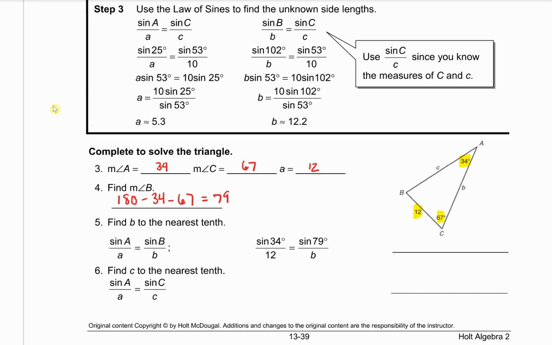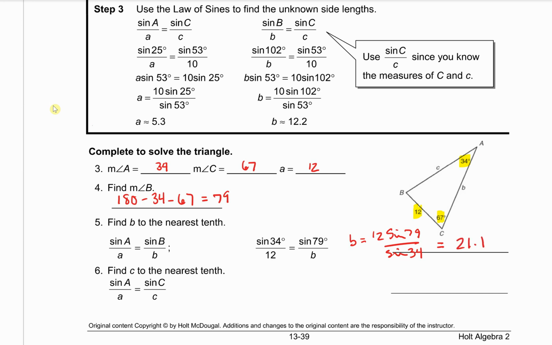So now I have all the information I need. I'm going to use sine A over A equals sine B over B. So that would be the sine of 34 over 12 equals the sine of 79 over B. Cross multiply, and you're going to get B equals 12 sine of 79 divided by sine of 34. So I'm going to type that in as is. I'm not going to round until I'm all done. 12 times the sine of 79 divided by the sine of 34 is about 21.1.